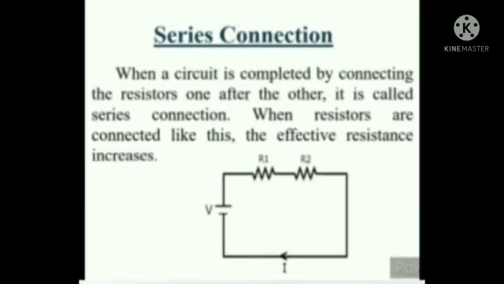Then the definition of series connection. When a circuit is completed by connecting the resistors one after the other, it is called a series connection. When resistors are connected like this, the effective resistance increases. It is a most important point. Listen to this: when resistors are connected in series connection, the effective resistance increases. What is a series connection? When a circuit is completed by connecting the resistors one after the other.